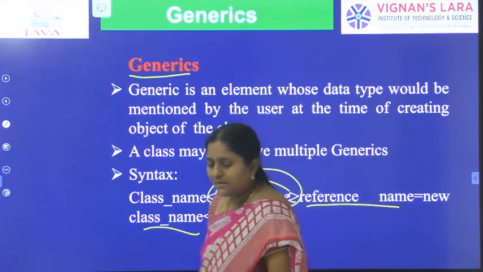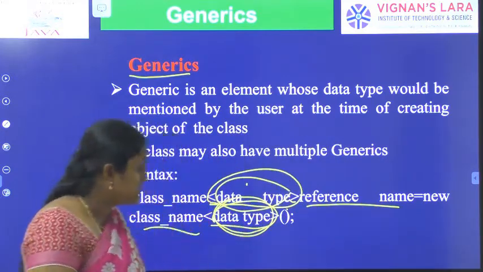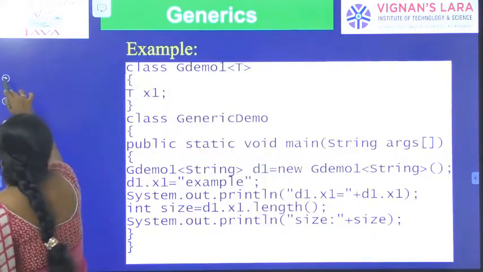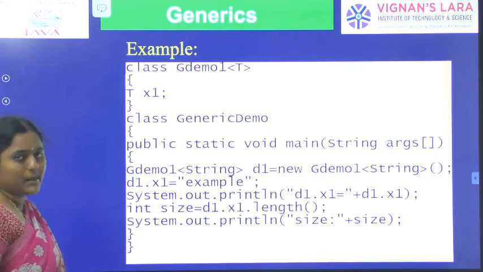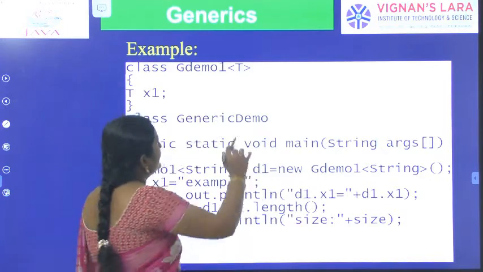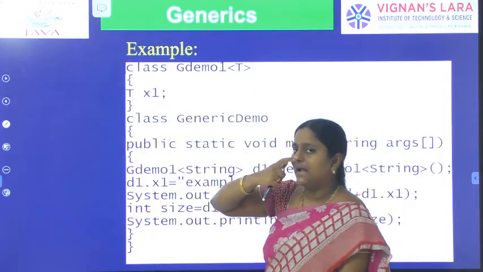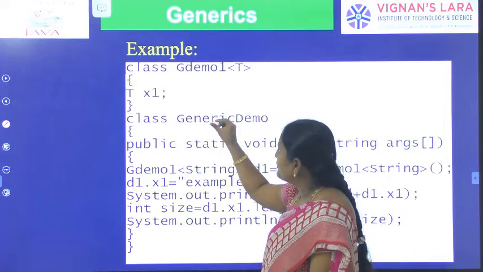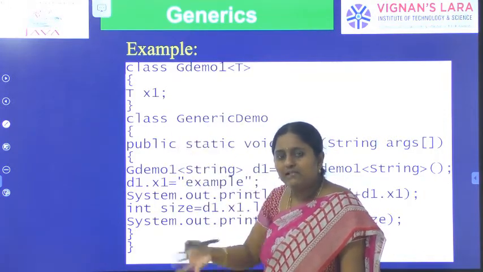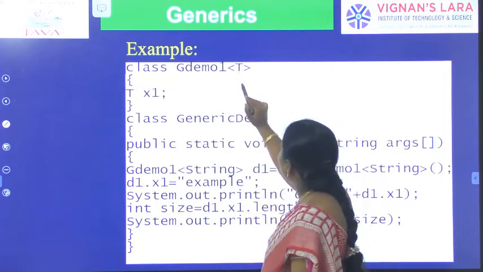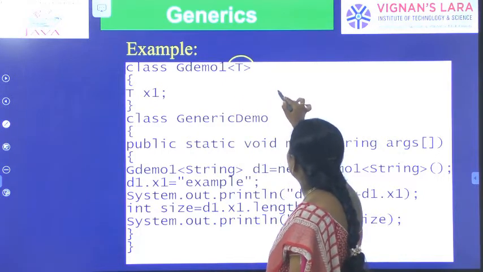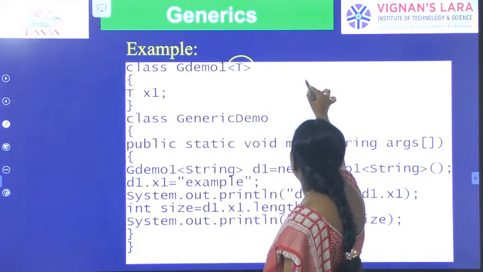I will explain with respect to a program, then you can easily understand what generic is. Here is an example. I am defining one class, GDemo1. Here T is what data type? At the time of declaration, we can't specify the data type. Only when we create an object of the class can we specify the data type. Whenever the Java compiler explicitly finds this, it creates a generic type.